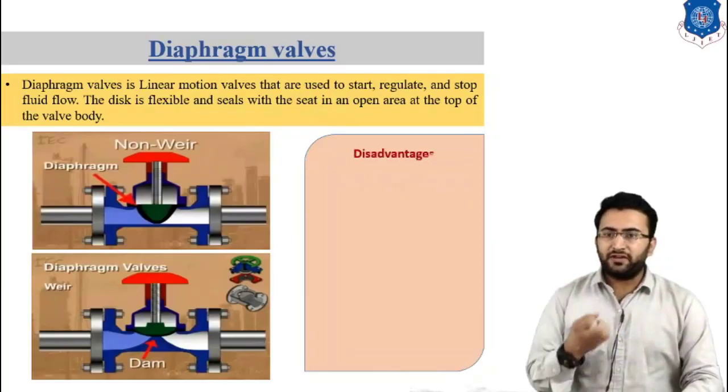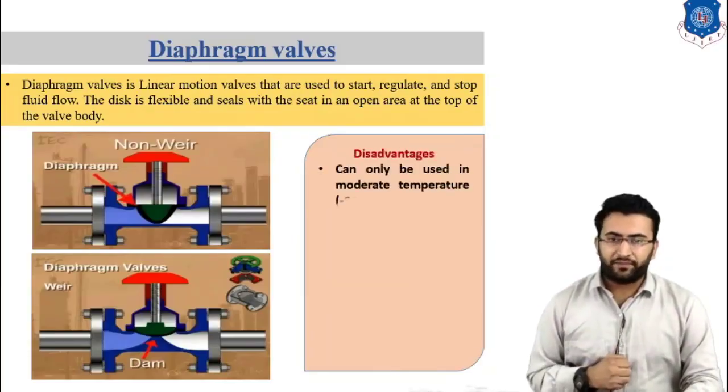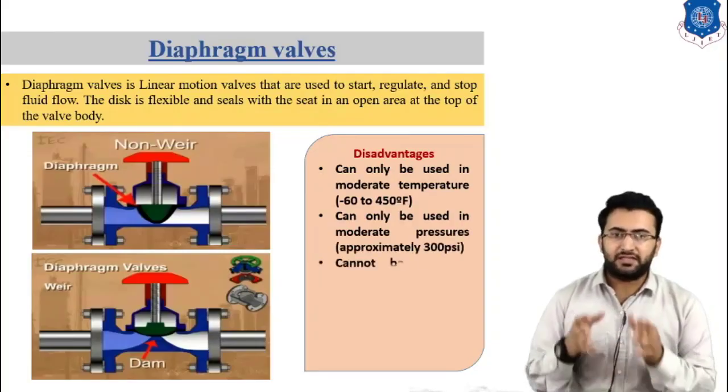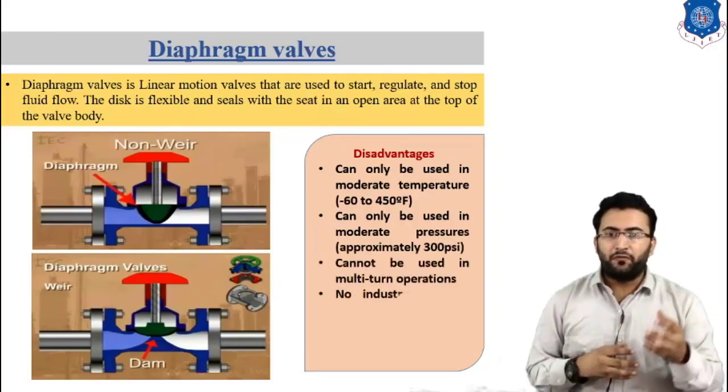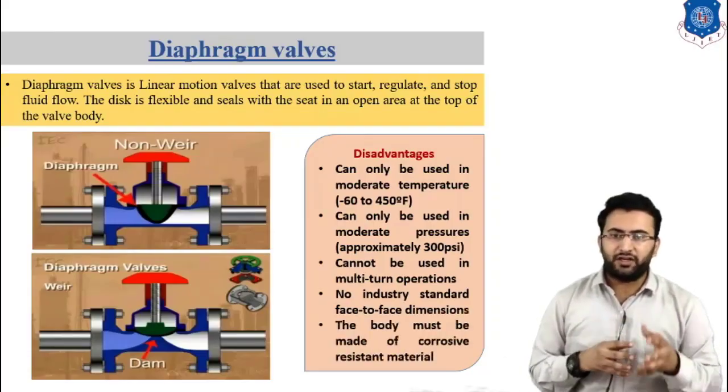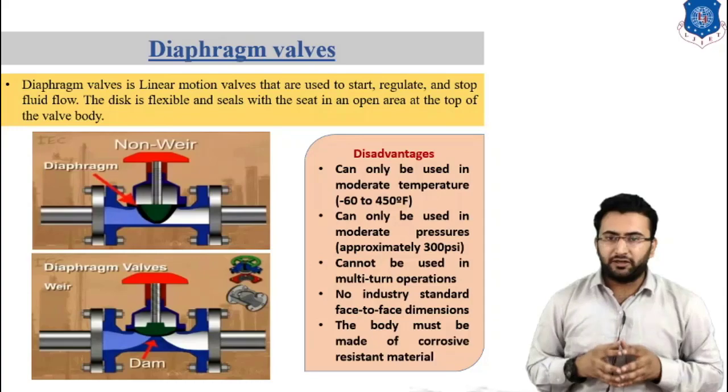Now let's talk about various disadvantages of the diaphragm valve. The diaphragm valve can only be used at moderate temperatures, such as 60 degrees Fahrenheit to 450 degrees Fahrenheit. It can be used at moderate pressure, approximately 300 psi.